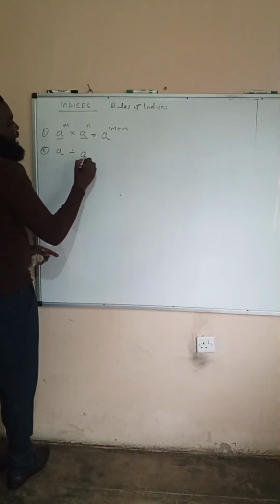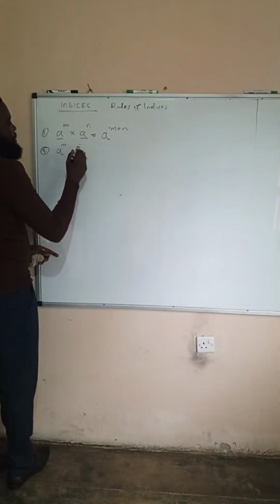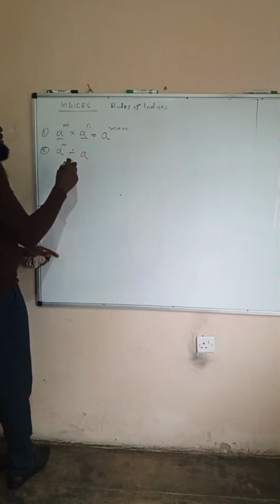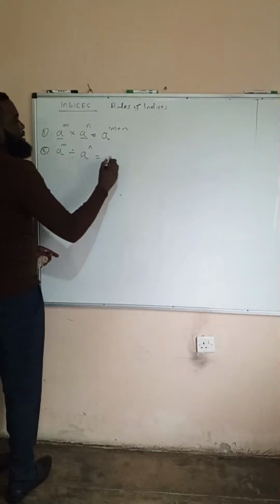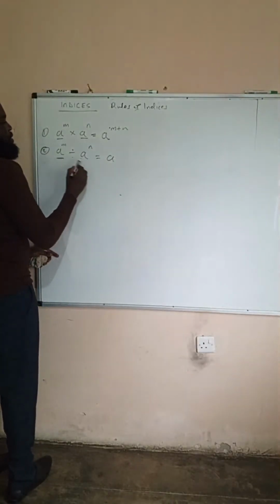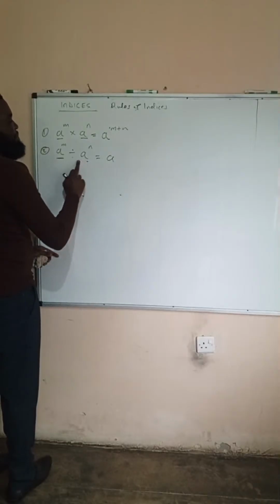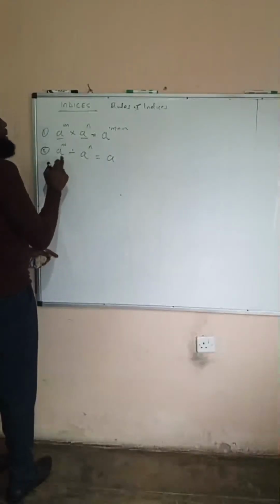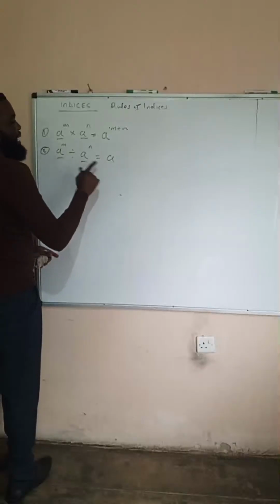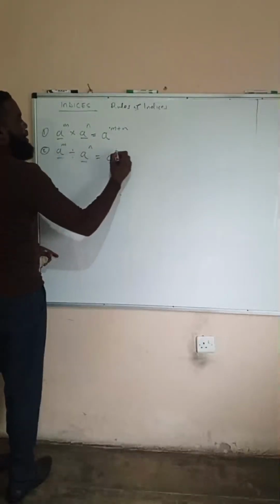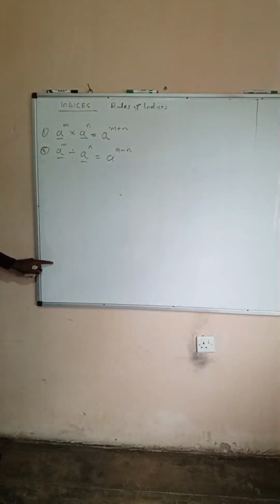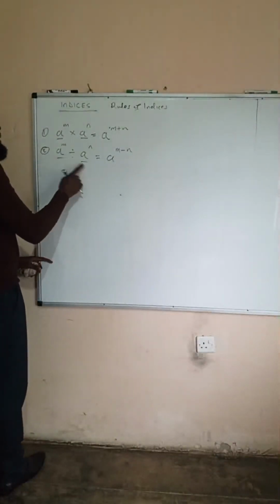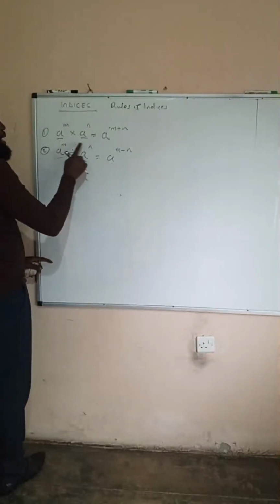If you are dividing index having the same base, what do you do? Maintain the base. You see, this base is still the same. As long as the bases are the same, you maintain the base and subtract the powers. So it will be m minus n. Maintain the base a, you subtract the powers, m minus n.